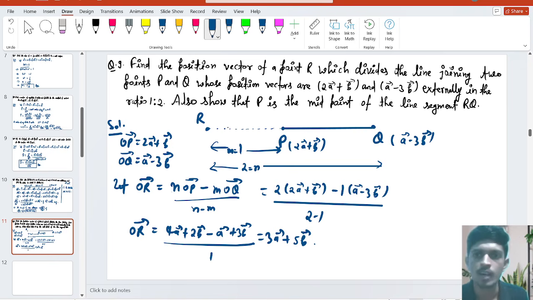So we need to show that what? This is the position vector of the point R here, and we also show that P is the midpoint of the line segment RQ. So if P is the midpoint of the line segment RQ, we need to find what vector OP is equal to: vector OR plus vector OQ. We call this equation number 1 here.